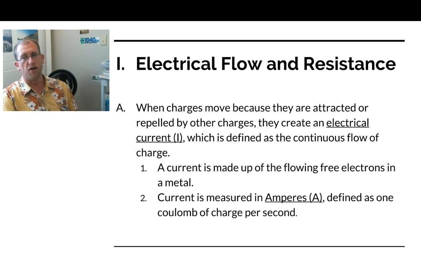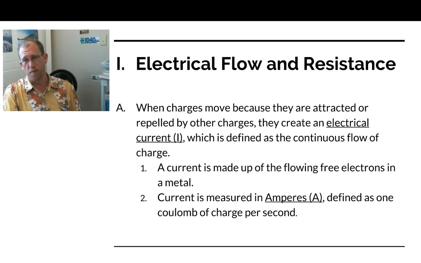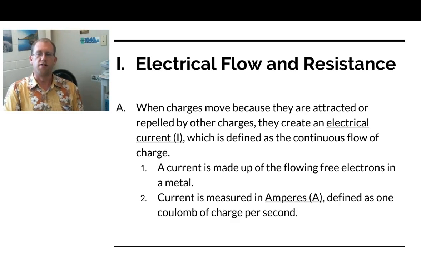We use the letter I to represent electrical current. I don't know why, probably a Latin word. Those of you who remember Latin should fill me in sometime. But we use the letter I to represent current. A current is made up of free-flowing electrons in a metal. Now, it doesn't always have to be a metal. There are some other strange materials that can conduct electrons in particular situations, but 99.99% of the time when electrons are moving, they're doing so through a metal.